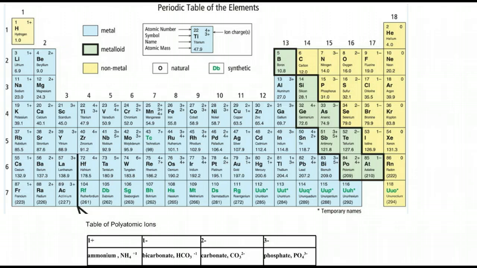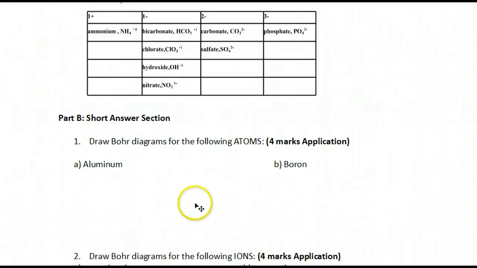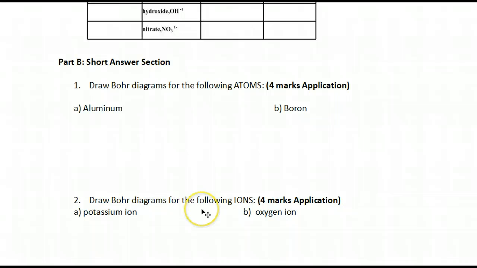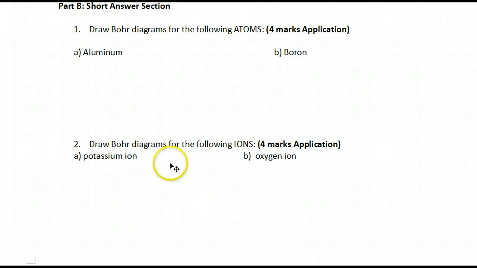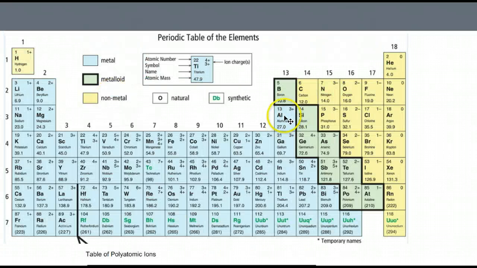Okay, so let's go through some of the test. First of all, let's see what the first question was here. We're not going to go over the multiple choice, we're just going to go over the short answer section. The first one was draw Bohr diagrams for the following atoms. We had aluminum and boron. So aluminum, we look on the periodic table.